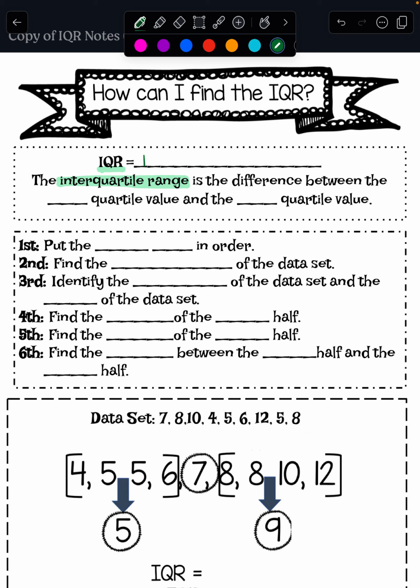So IQR is interquartile range. Okay, and the interquartile range is still a range, and when we're finding the range, what operation do we have to do? Add, subtract, multiply, or divide. Subtract, because it's a difference between the upper quartile and the lower quartile.